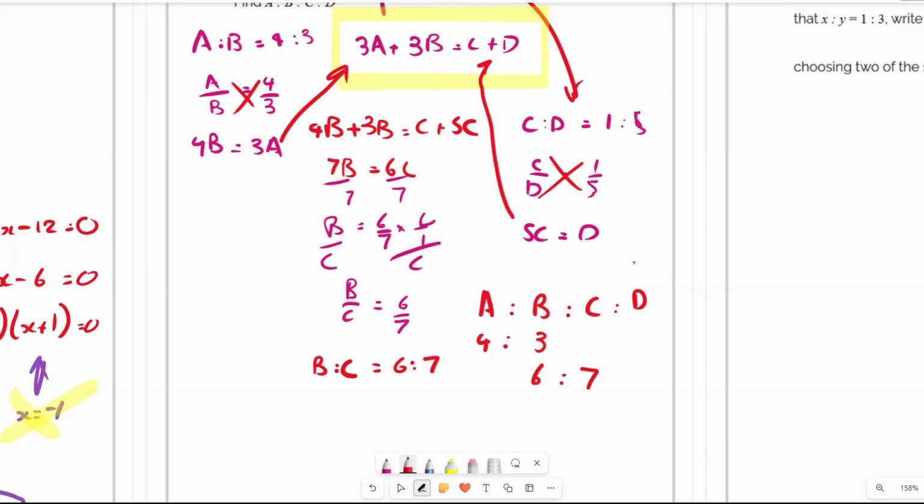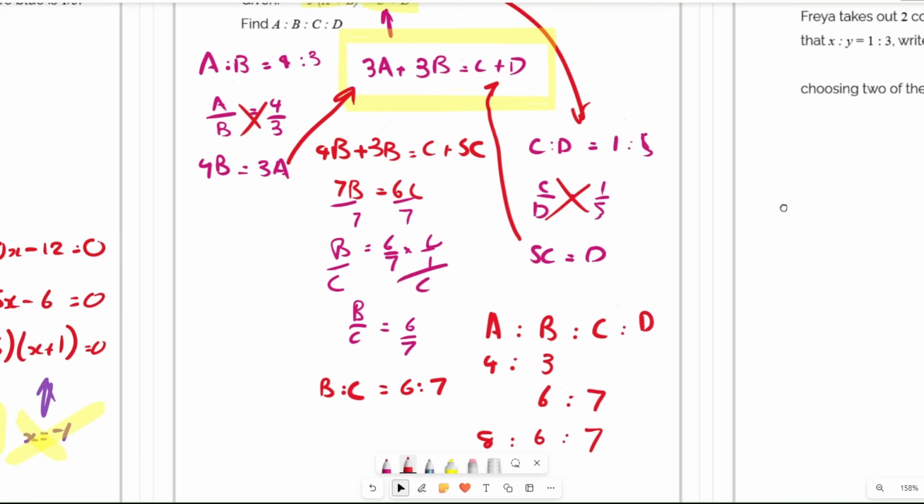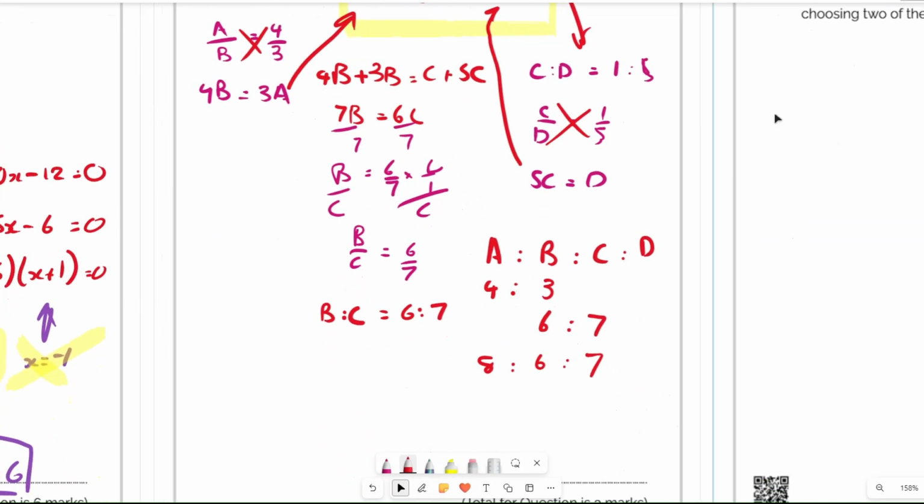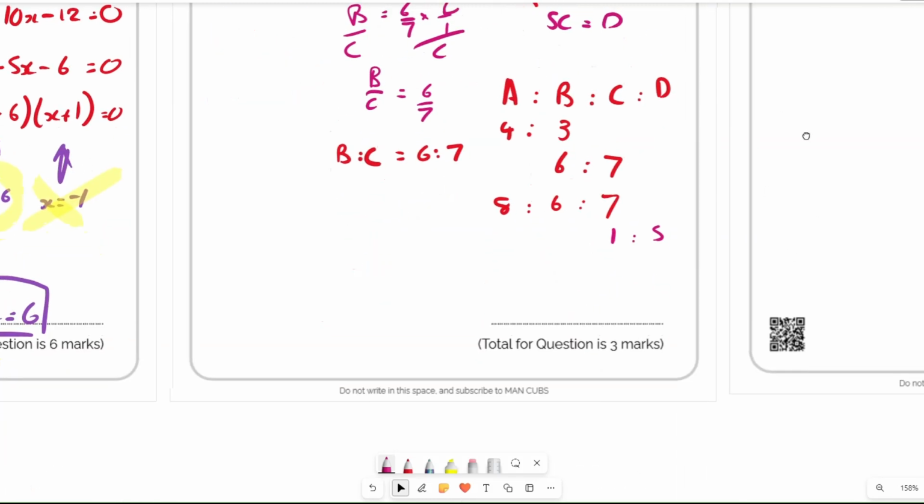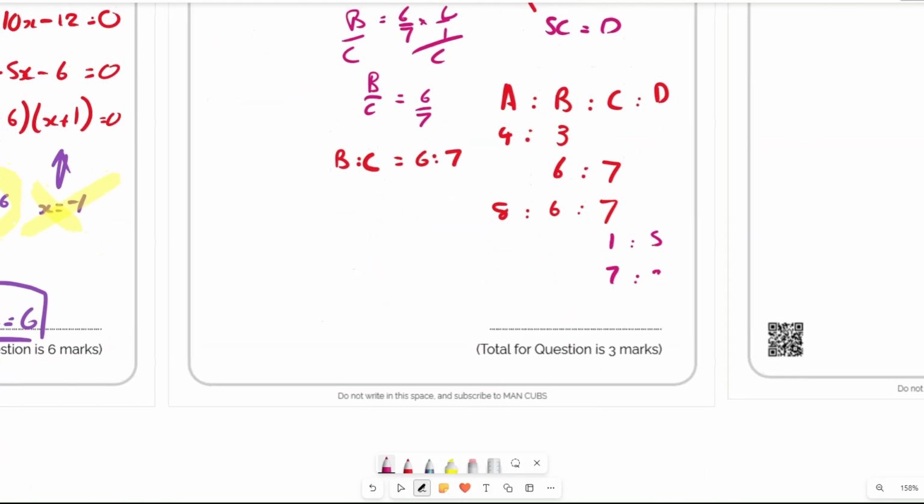So we've got to multiply this a to b ratio by 2. So that means 6 is b on both individual ratios. So we've got 8 to 6 and then to 7 because we only need to multiply one side. Now let's look at c to d, 1 to 5, right at the end. We just got to multiply this by 7, don't we? So we get 7 to 35, and then all of this just stays the same. So 8 to 6 to 7 to 35.